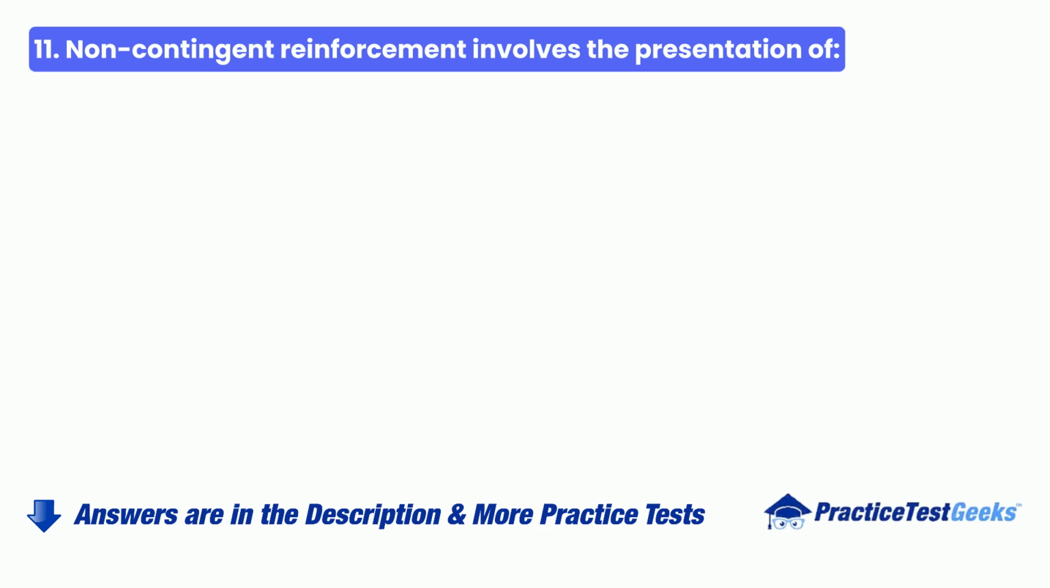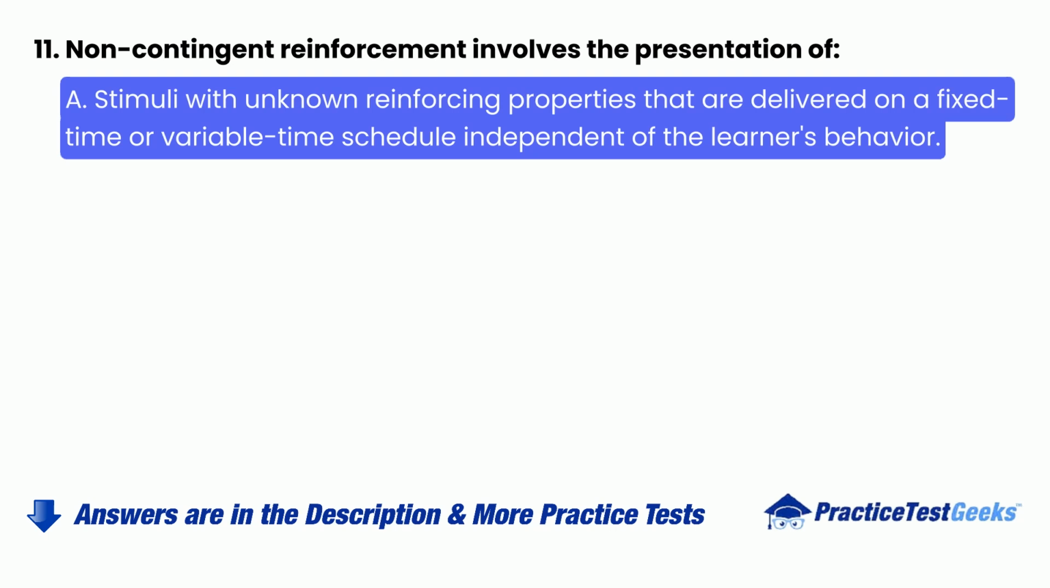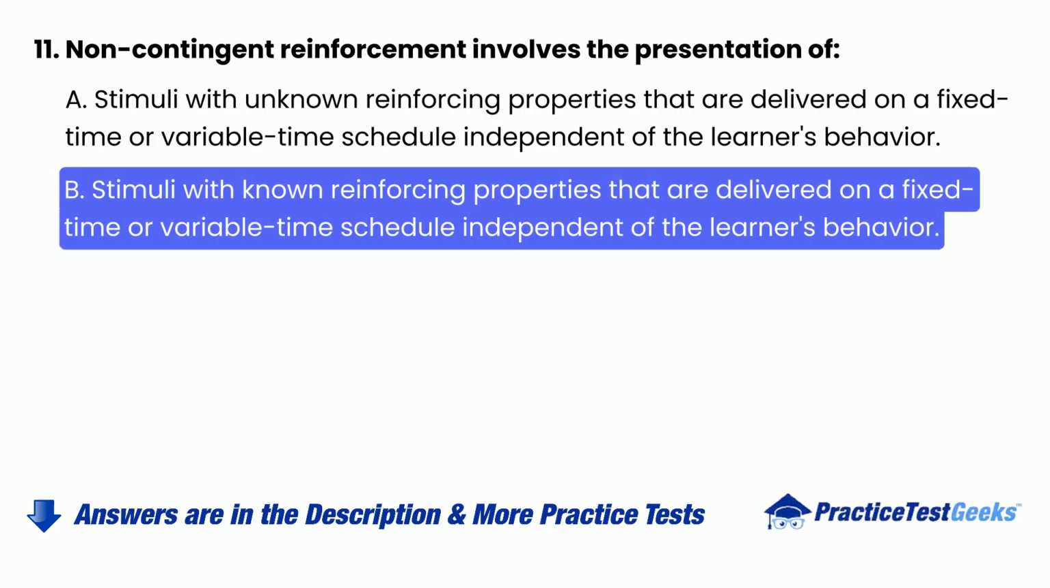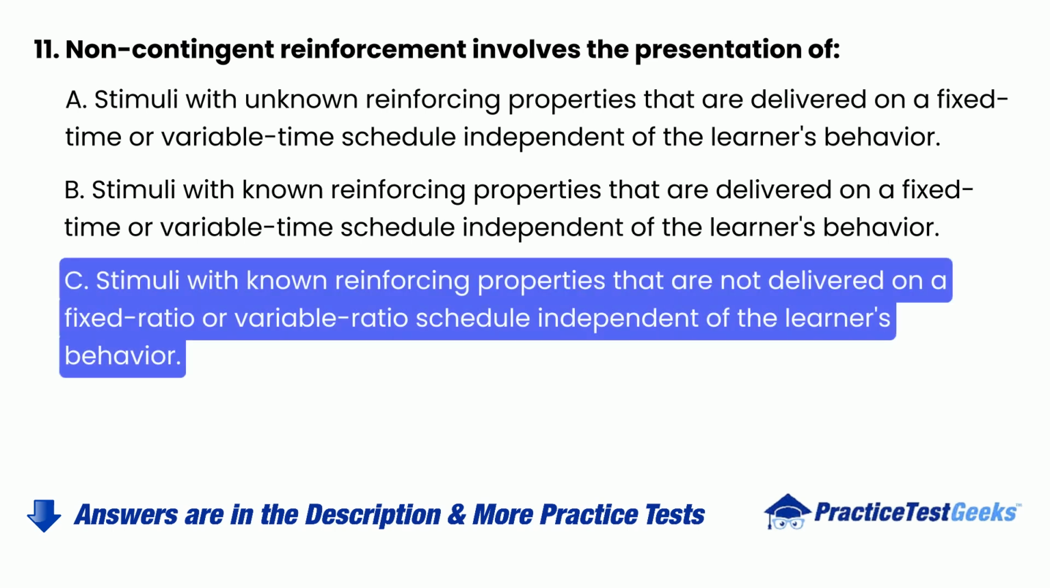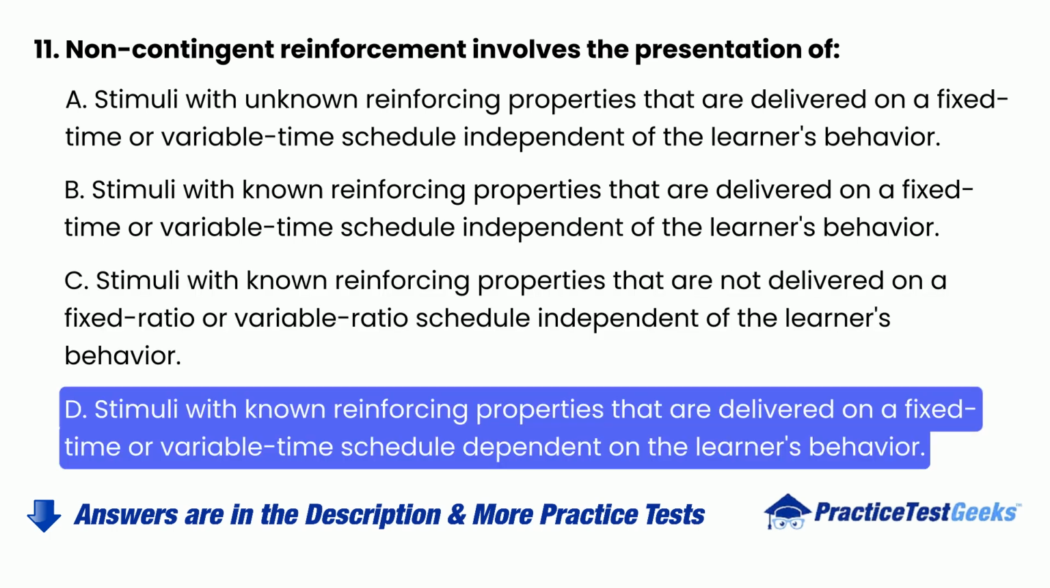11. Non-contingent reinforcement involves the presentation of A. Stimuli with unknown reinforcing properties that are delivered on a fixed time or variable time schedule independent of the learner's behavior. B. Stimuli with known reinforcing properties that are delivered on a fixed time or variable time schedule independent of the learner's behavior. C. Stimuli with known reinforcing properties that are not delivered on a fixed ratio or variable ratio schedule independent of the learner's behavior. D. Stimuli with known reinforcing properties that are delivered on a fixed time or variable time schedule dependent on the learner's behavior.